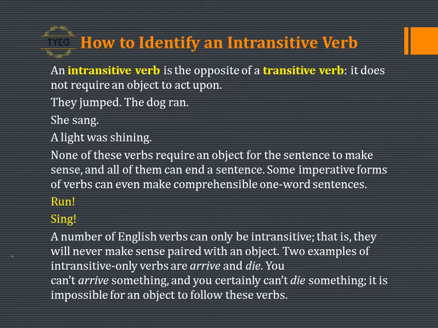Run. Sing. A number of English verbs can only be intransitive, that is, they will never make sense paired with an object. Two examples of intransitive-only verbs are arrive and die. You can't arrive something, and you certainly can't die something. It is impossible for an object to follow these verbs.